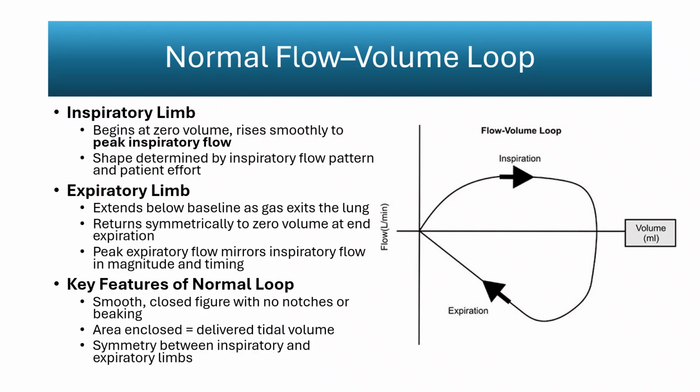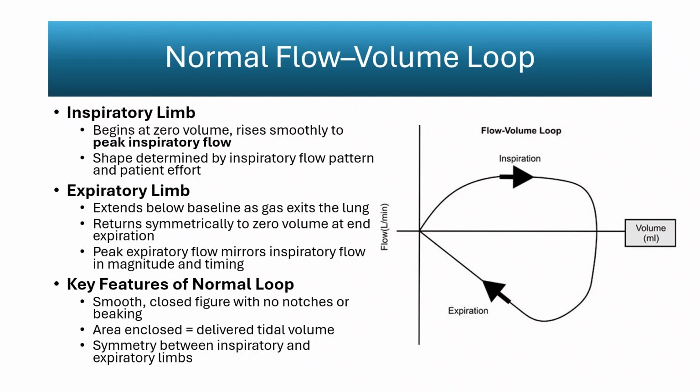A normal loop is a smooth, closed figure. The inspiratory and expiratory limbs connect at both ends, forming a complete cycle that represents the full tidal breath. There should be no notches or flattening at the top of the loop. Any beaking or sharp deviation at the peak would suggest overdistension or flow mismatch. In a normal loop, the contour remains clean and continuous.